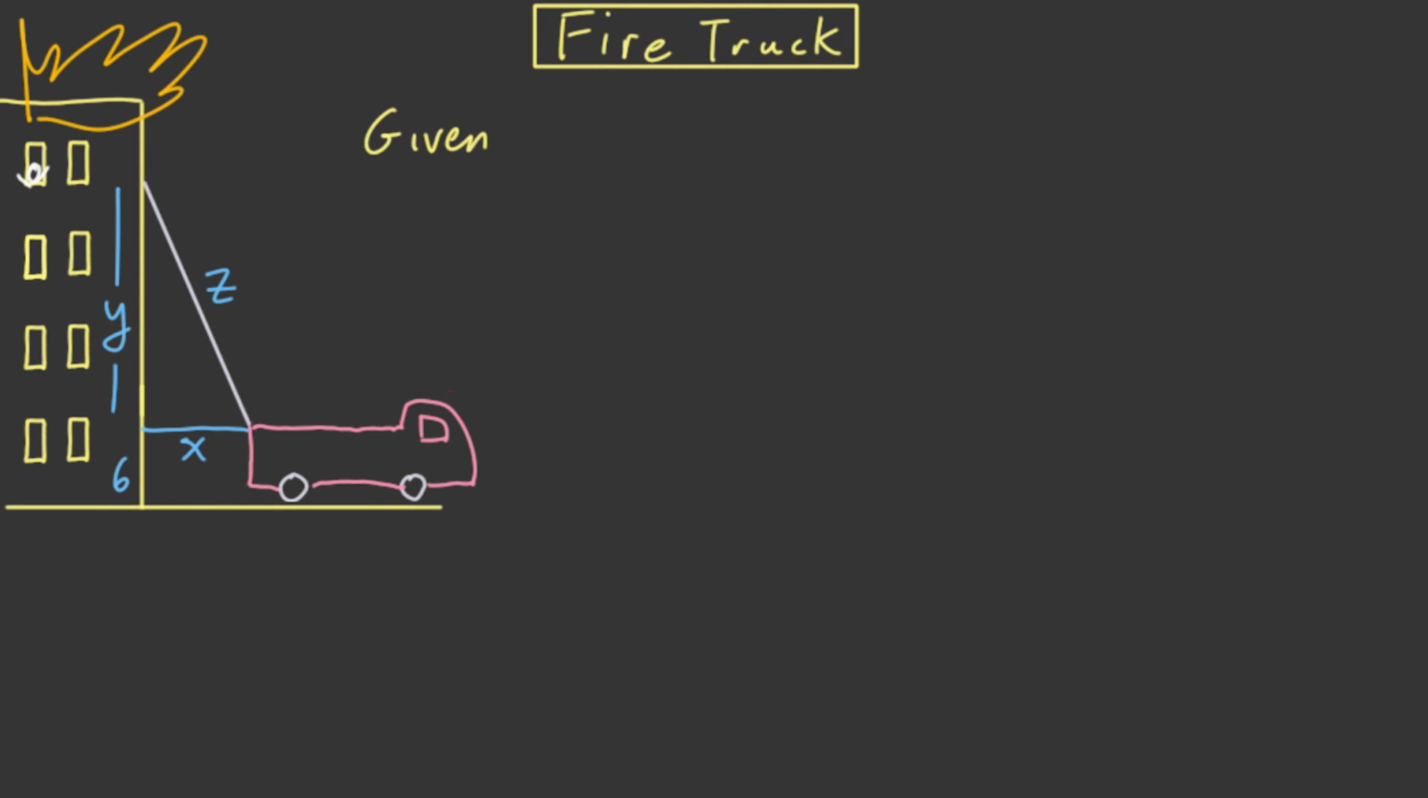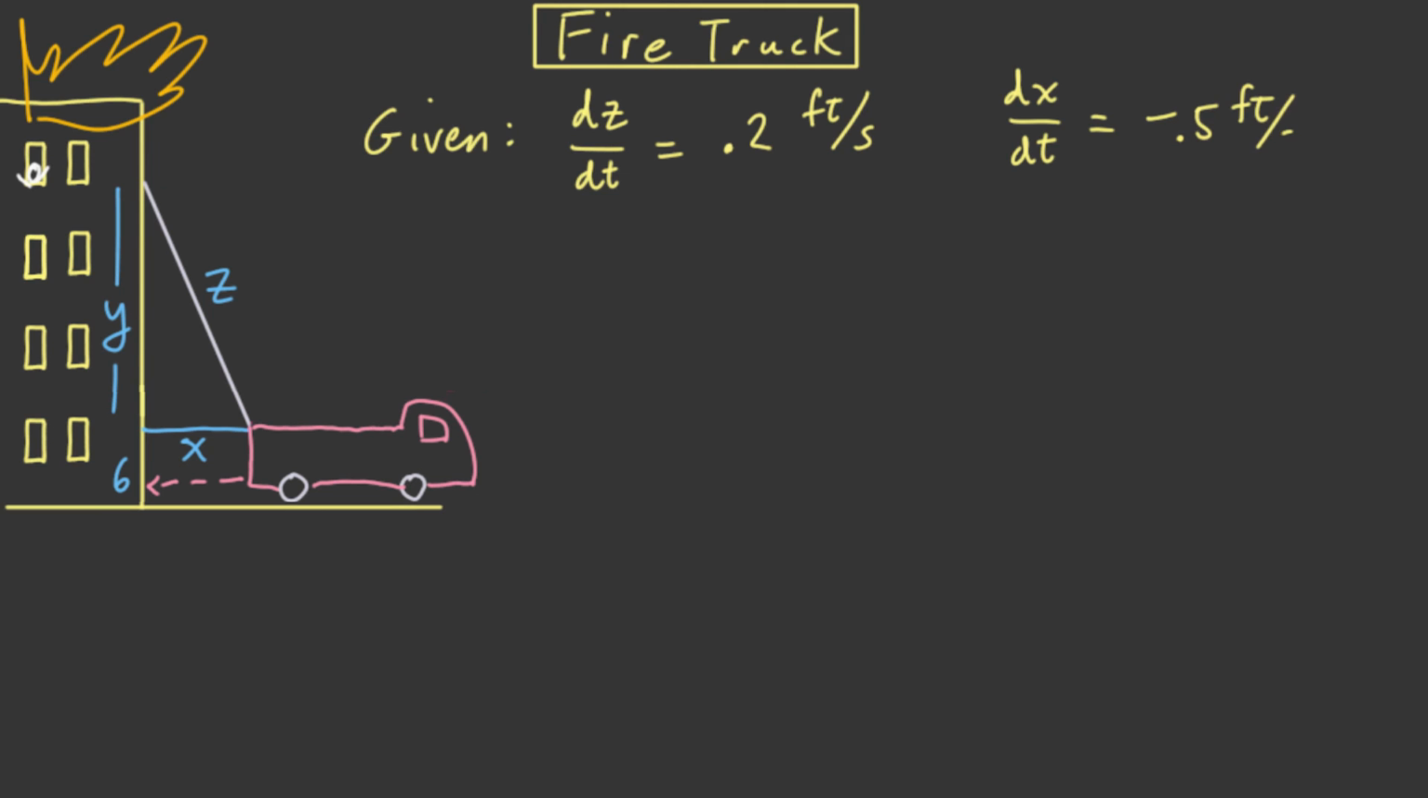And we're given that this ladder is increasing in length. So that's dz dt, and that's 0.2 feet per second. And we're also told that the fire truck is backing up. So that's telling us about dx dt. But if the truck is backing up, then dx dt is negative. This distance is shrinking. So dx dt is minus 0.5 feet per second.